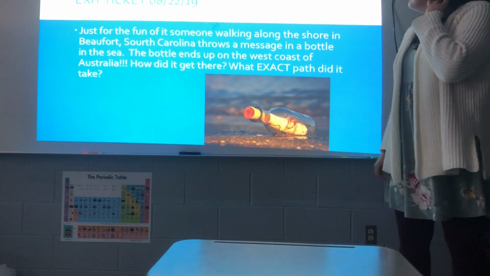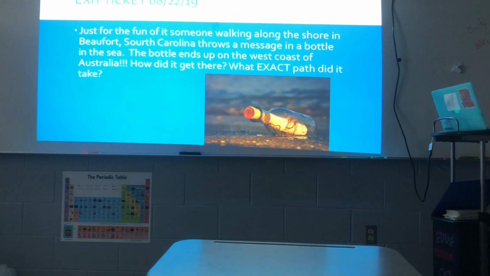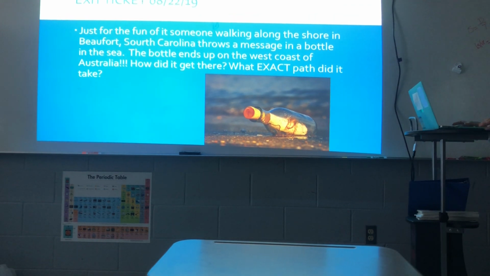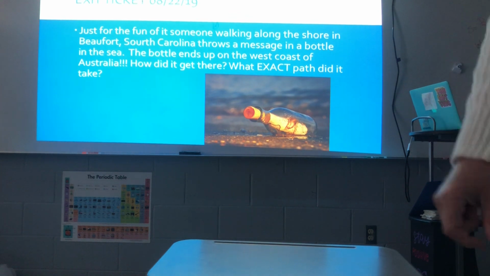It says, just for fun, someone walking along the shore in Beaufort, South Carolina, finds a message in a bottle in the sea. The bottle ends up on the west coast of Australia. How did it get there? So, wait, what?